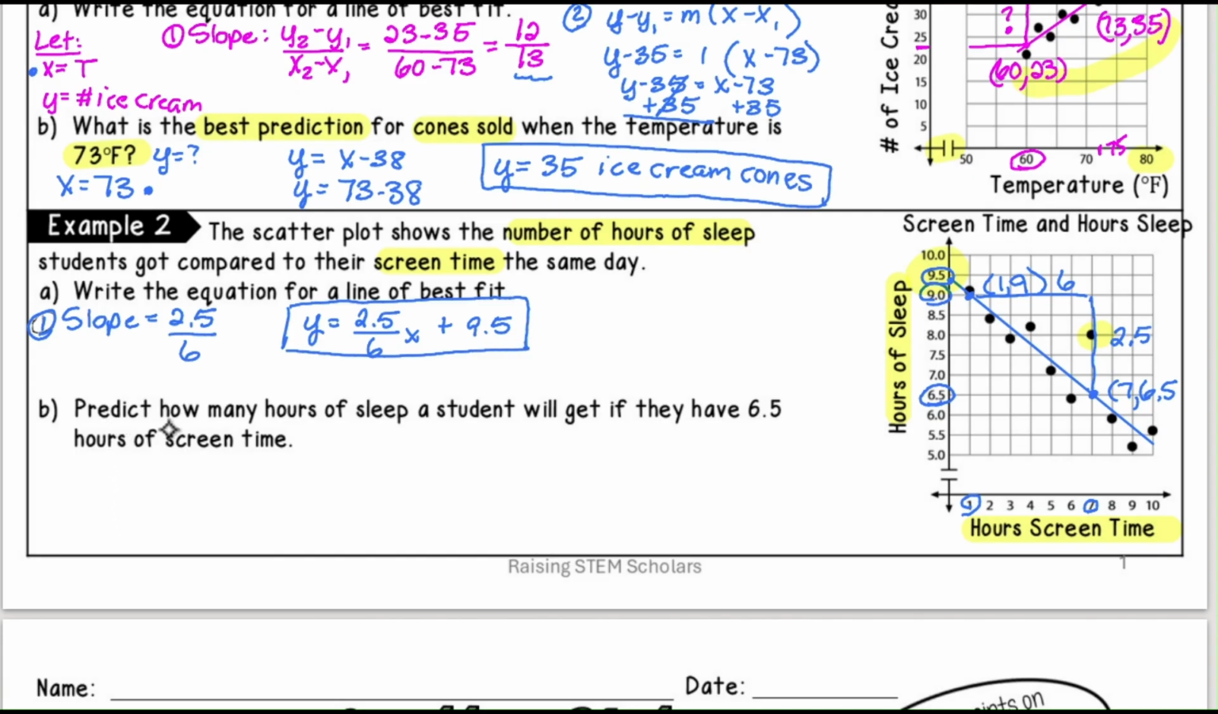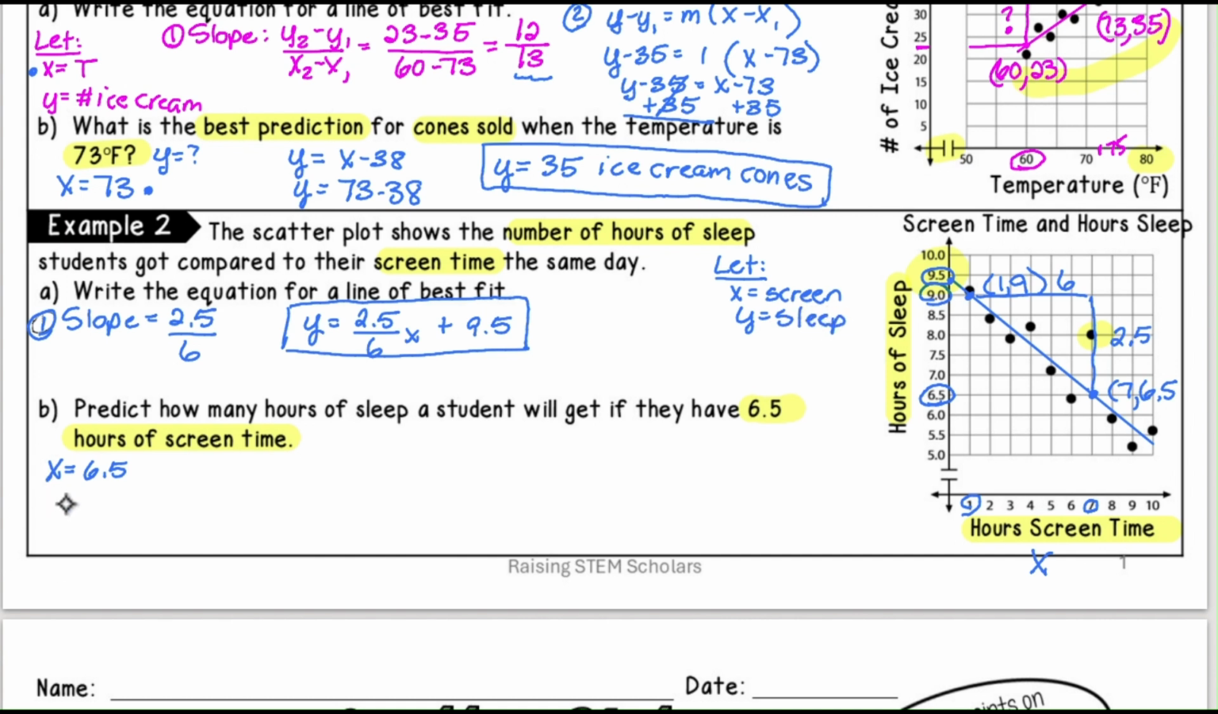And then it said, predict how many hours of sleep a student will get if they have 6.5 hours of screen time. Okay, well, my hours of screen time, that's my x. So my x in this case is going to be 6.5, and I forgot to define my variables up here. We could define that real fast. We could say let x equal screen time and y equals sleep.